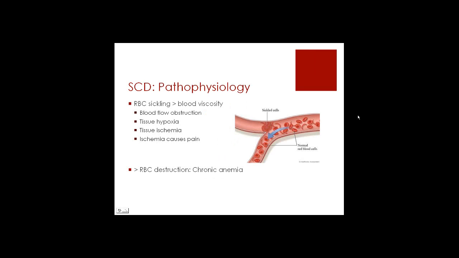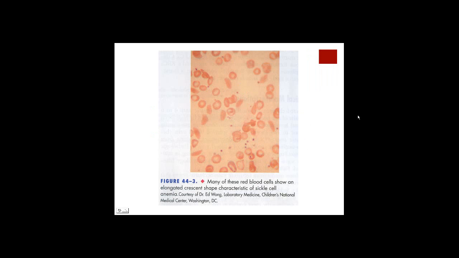So pathophysiologically, what's happening, and they did start to describe that in the video, is that the red blood cells start sickling and it increases your blood viscosity. This causes blood flow obstruction, tissue hypoxia, tissue ischemia. And whenever you have ischemia, that is what's causing the intense pain that is often associated with this disease. Increased red blood cell destruction is what causes the chronic anemia. This is a slide of what it looks like on the red blood cells.